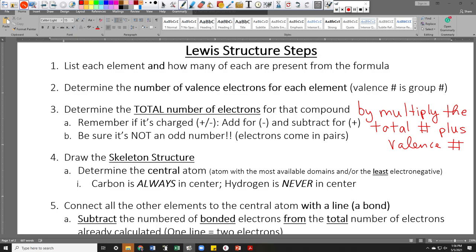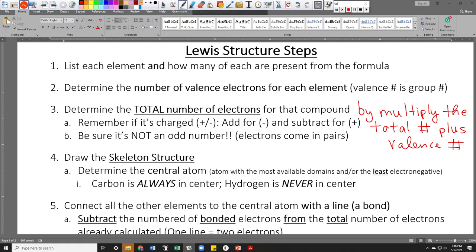That's supposed to be plural, by multiplying. Sorry, I forgot the ing. That's not grammatically correct. My apologies. By multiplying the total number plus the valence number. And this will make sense as soon as you see it.